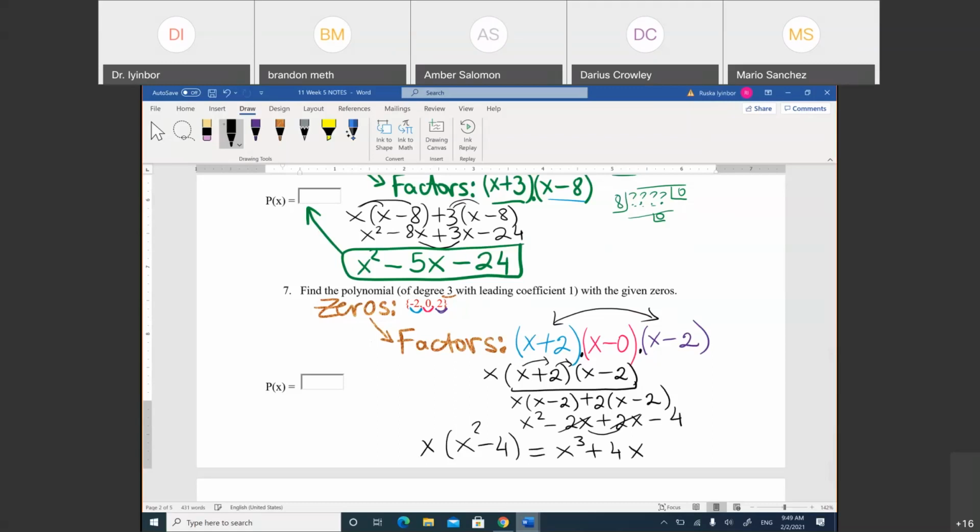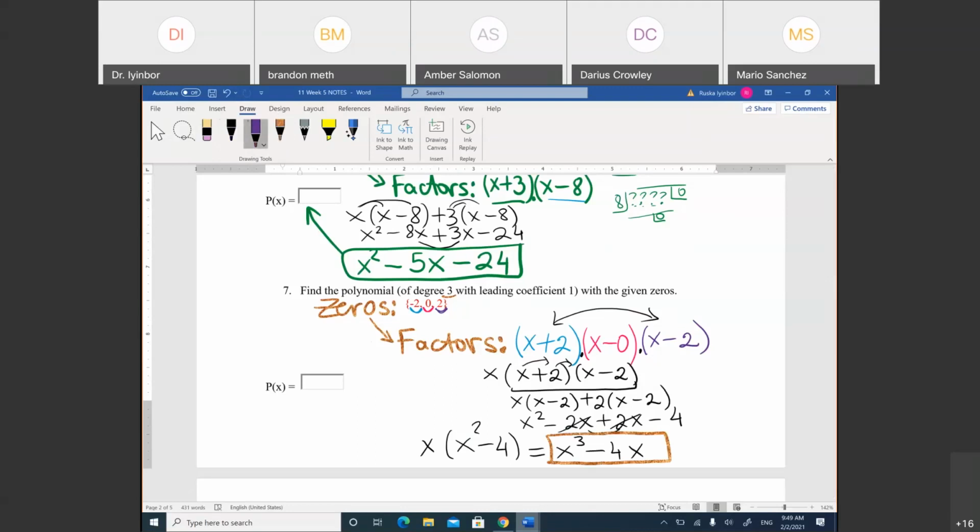I'm sorry, not plus, minus 4x. Okay, minus 4x. And this should be my polynomial. And this polynomial is with degree 3, it's cubed. Okay? And this polynomial has zeros negative 2, 0, and 2.